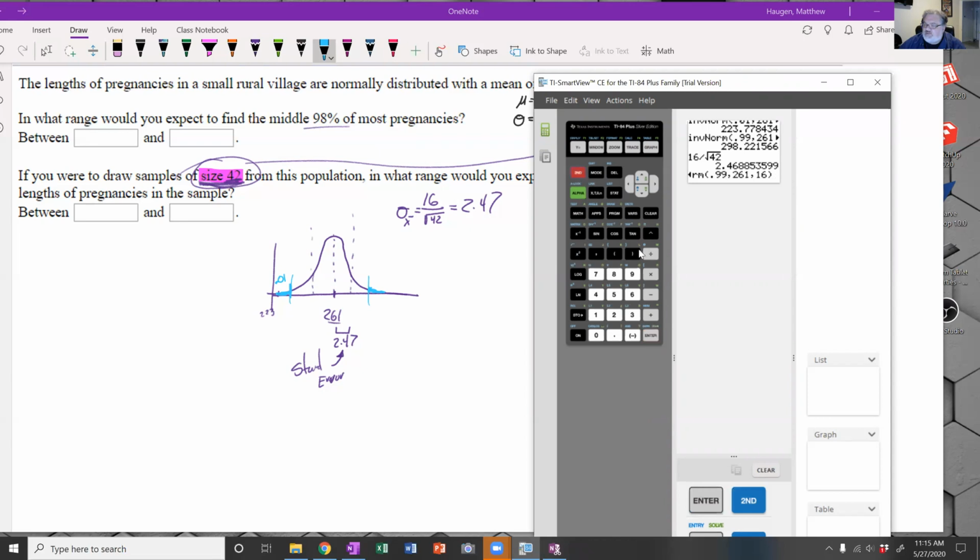I'm going to bring up that same inverse norm. So inverse norm still 1%, that lower boundary. Still has a mean of 261. The mean of the sampling distribution is equal to the mean of the population. But our standard deviation is no longer going to be our 16. It's going to be our standard error of 2.47.